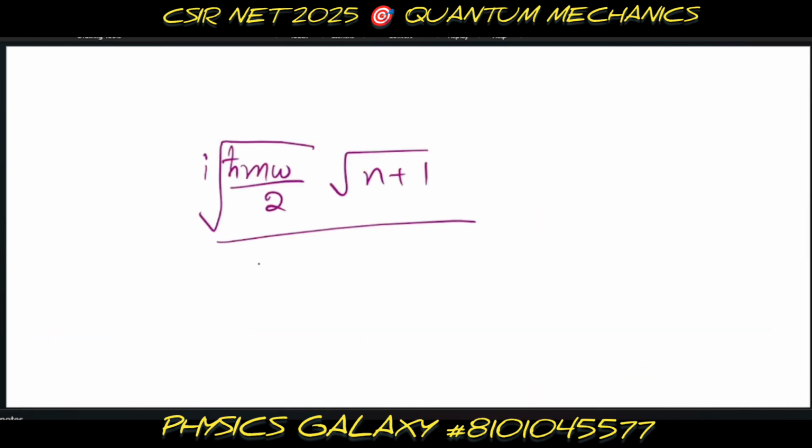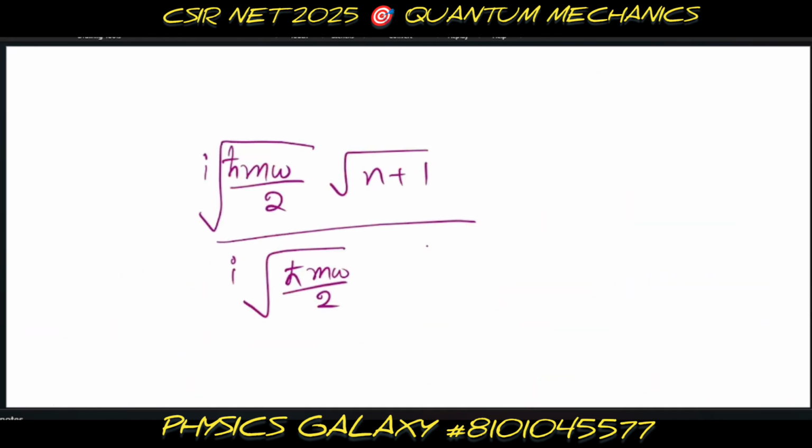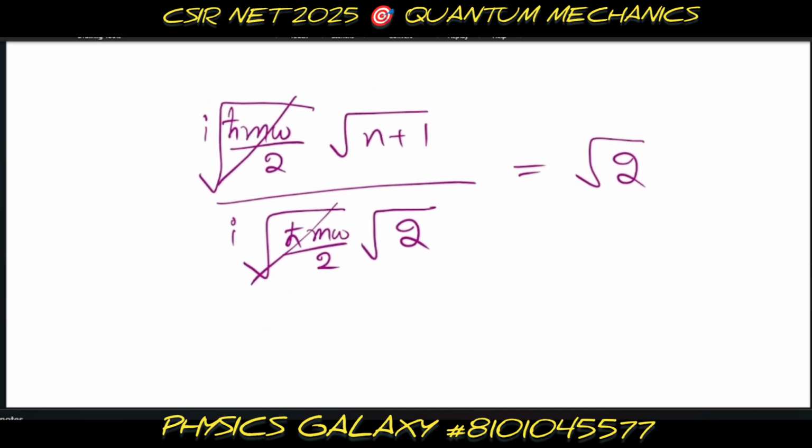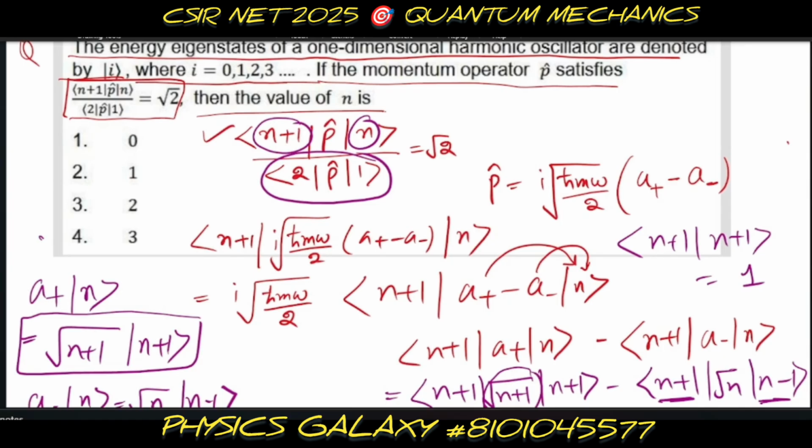So that means we'll get i under root of h cut m omega by 2, and simply we'll have under root of 2, okay, and so that's given as equal to root 2, so this and this cancel out, so what we're left with is root n plus 1 equals 2, which implies n plus 1 equals 4, or n equals 3. So that's your answer.